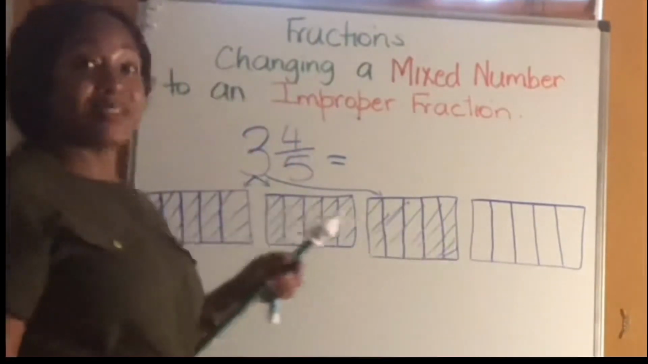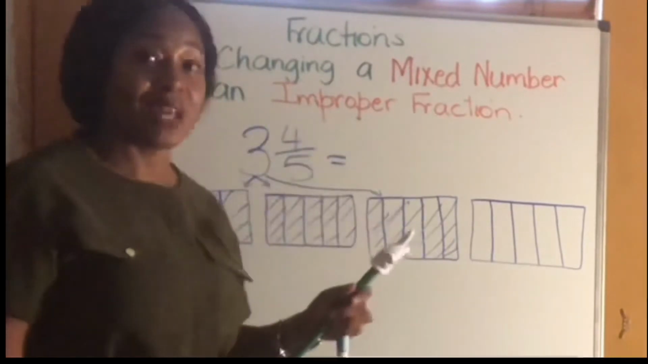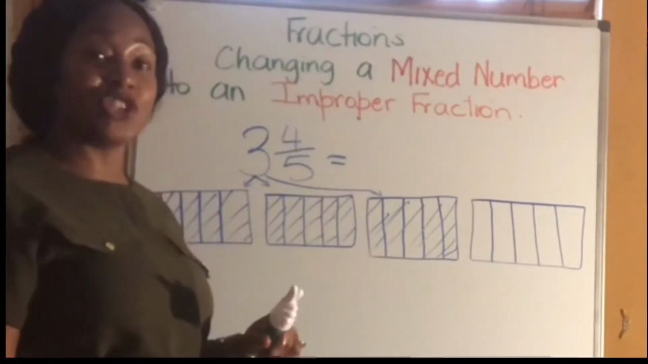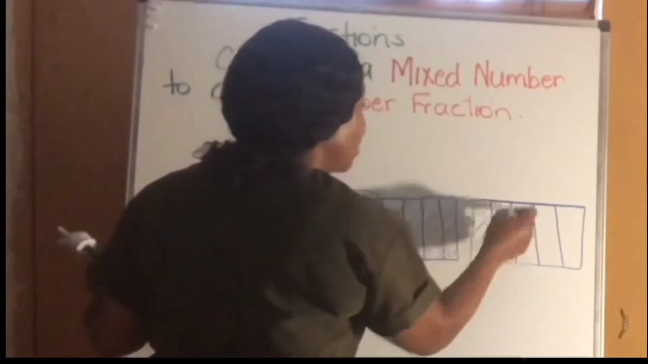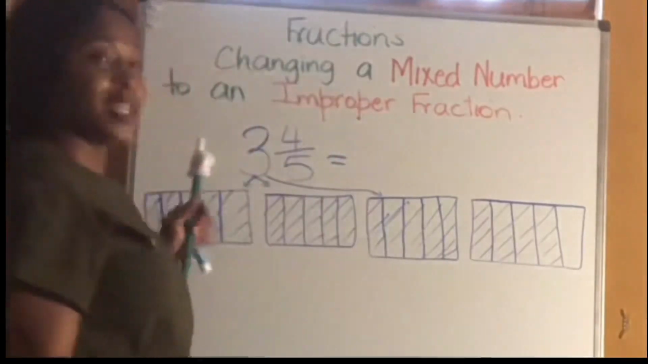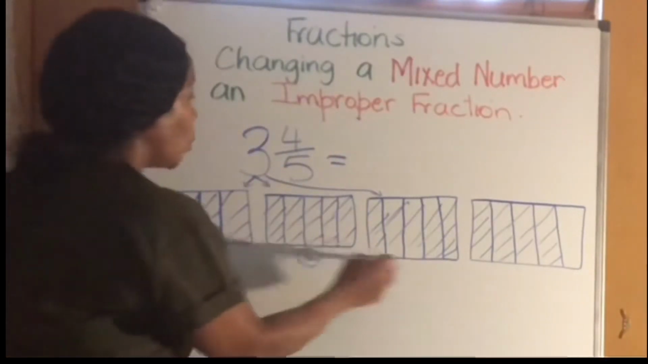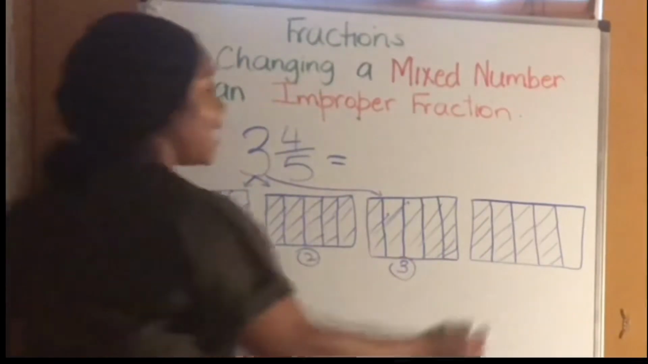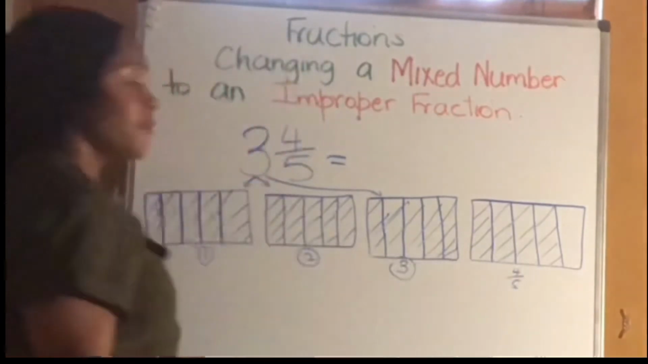Alright, and then the one that is representing the 4/5, how many parts do you think I'm going to shade? 4 parts. Good job. So 1, 2, 3, 4. So now this is 1 whole, 2 wholes, 3 wholes, and then this is the fraction, which is representing 4/5.